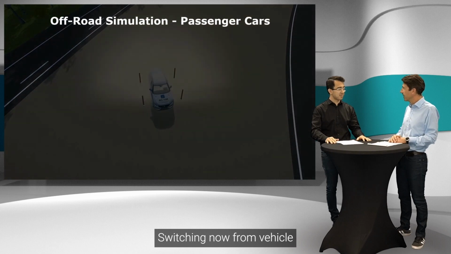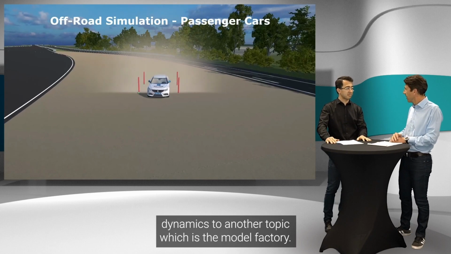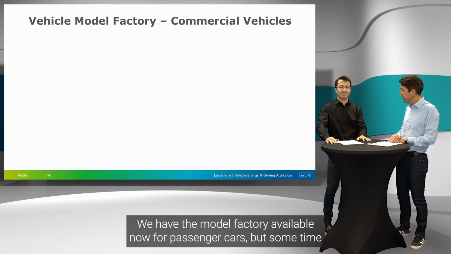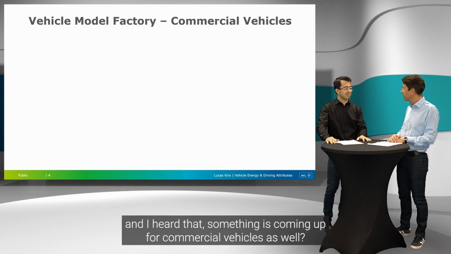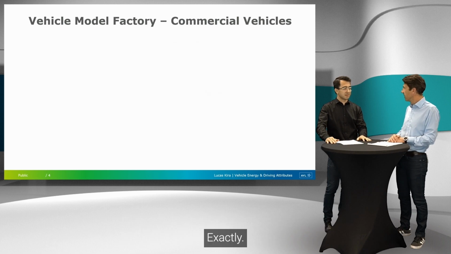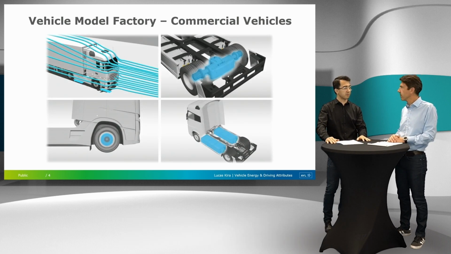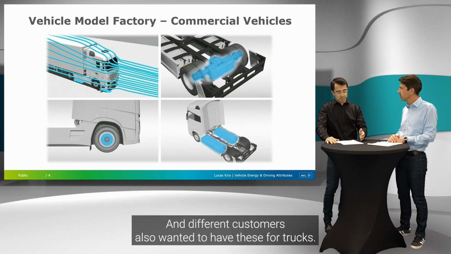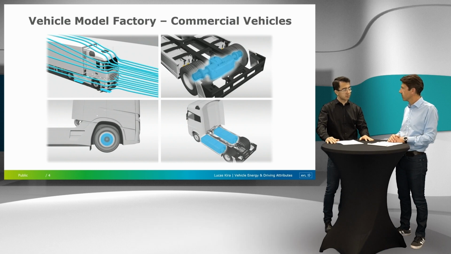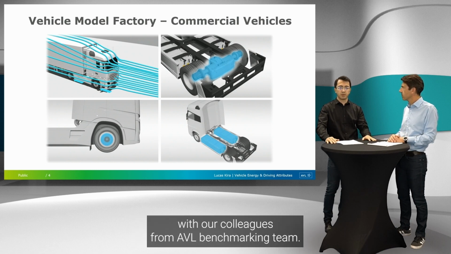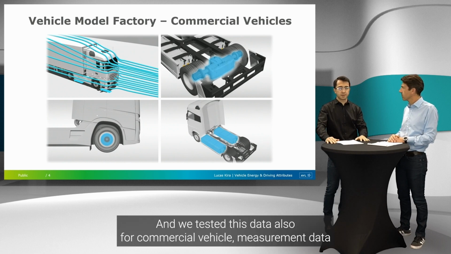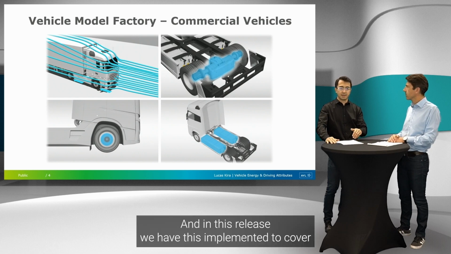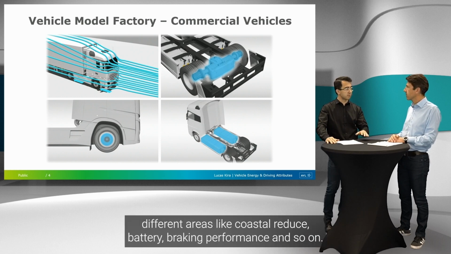Switching now from vehicle dynamics to another topic, which is the model factory. We have had the model factory available for passenger cars for quite some time, and I heard that something is coming up for commercial vehicles as well. Exactly. Three years ago, we started with Vehicle Model Factory for passenger cars. It was very well accepted and used by different markets, and different customers also wanted to have this for trucks. So we also did testing in collaboration with our colleagues from the AVL benchmarking team, and we applied commercial vehicle measurement data to the Vehicle Model Factory workflow. In this release, we have this implemented to cover different areas like hose down, EDUs, battery, braking performance, and so on.